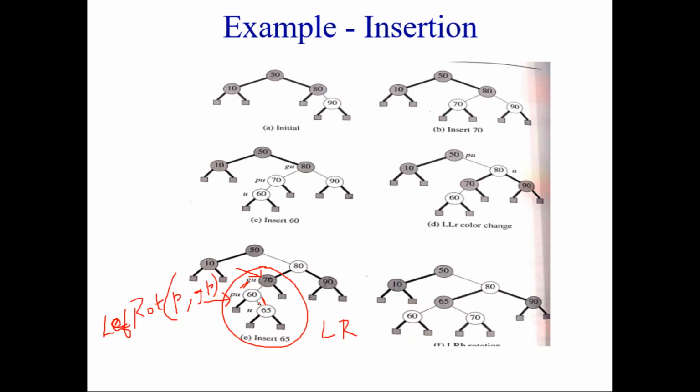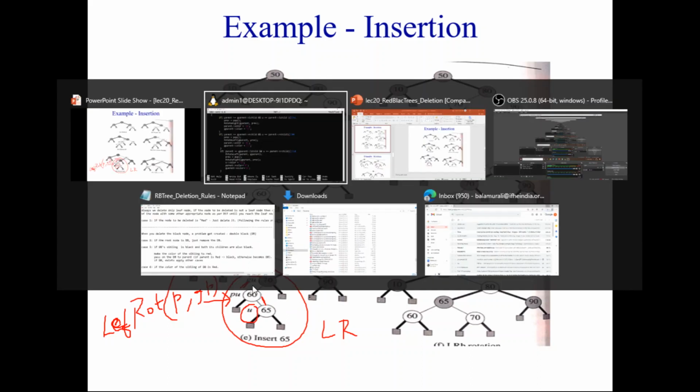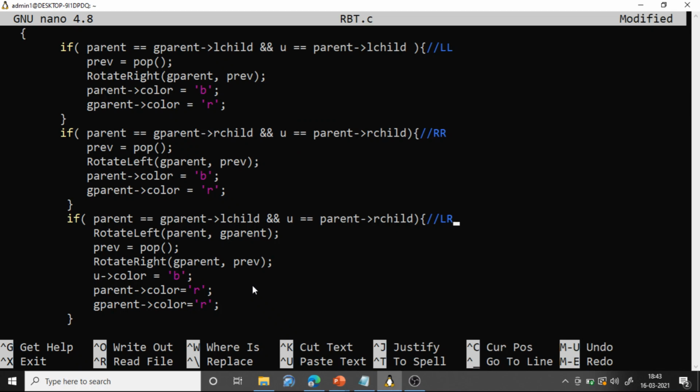Again you have to perform a right rotation, on which node? On the new node and the grandparent. That is what the logic is. So first we are performing a left rotation, rotate left parent comma grandparent. Then we are popping the next node, and then we are performing a right rotation on the grandparent and that particular top node.